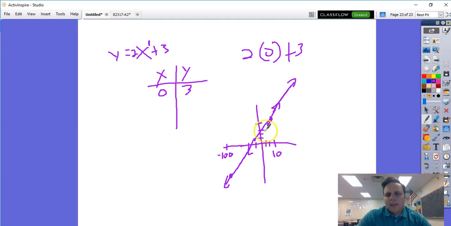And I would fall right there on the graph. So you see how every possible x value will fall somewhere on this purple line? That means that I have all the possible x values. That means every x value is included. And I'm going to show you how to write that down formally in a second.